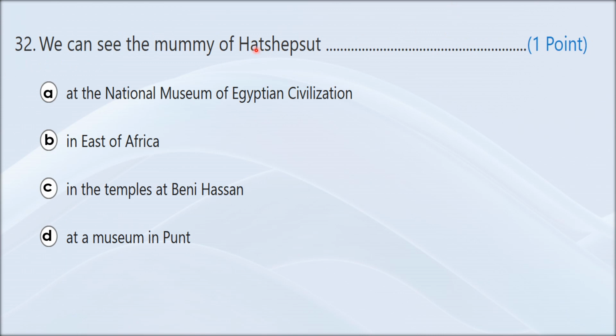32. We can see the mummy of Hatshepsut at the National Museum of Egyptian Civilization, in East Africa, at the temple at Beni Hassan, at a museum in Punt. So where can we see the mummy of Hatshepsut?